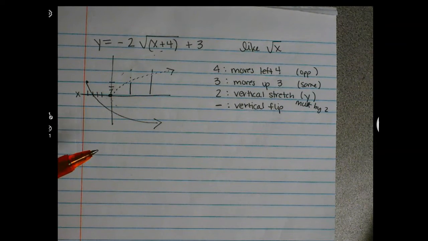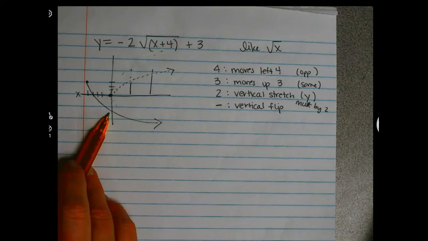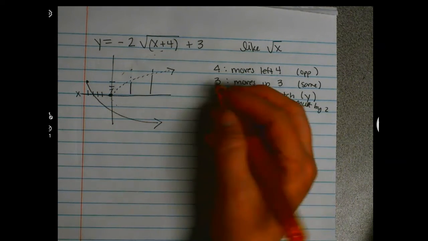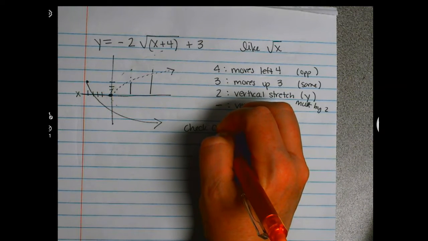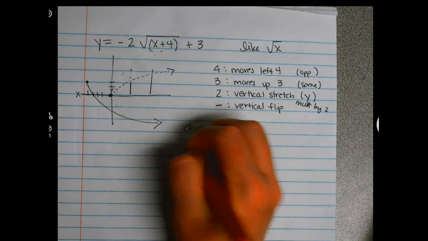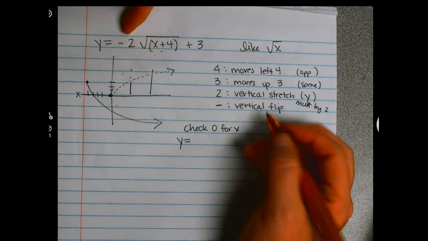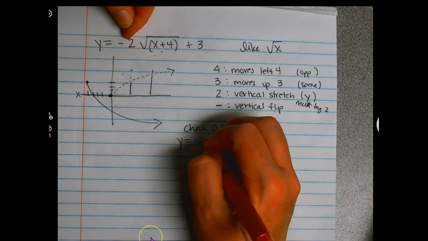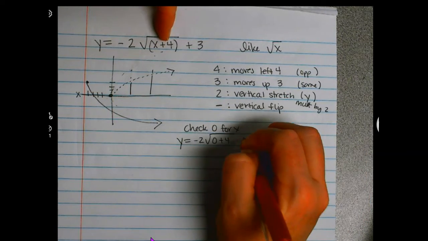Okay. So what if we check 0? Right? 0 should be negative something. Mm-hmm. Let's see if that works, right? So how do we do that? So if we want to check something and see if we're completely off base or whatever, we're going to check 0 for x. And so we're going to say y equals, and I'm going to rewrite this whole thing, but I'm going to put in 0 for x. So that'll be negative 2, the square root, 0 plus 4 plus 3.